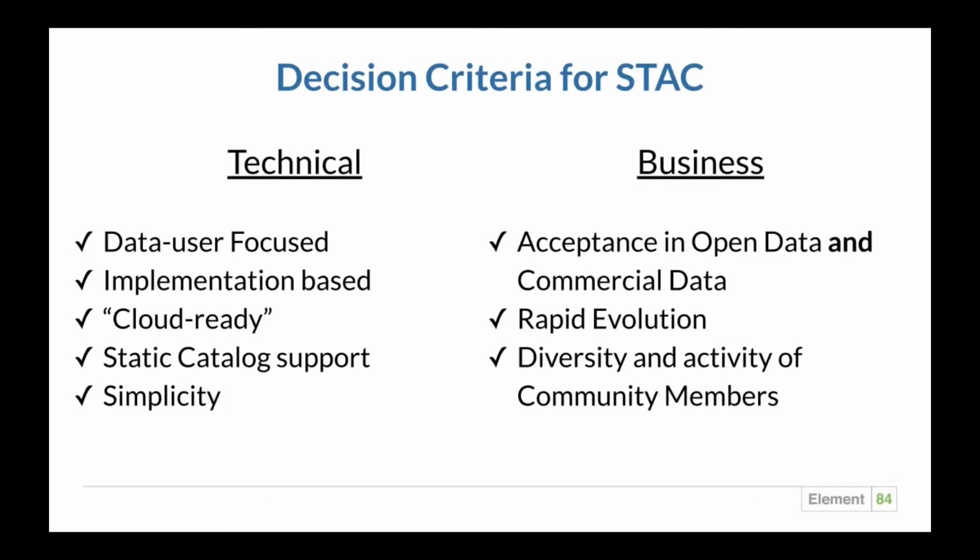On the business side, the acceptance in open data and the commercial data side of things. On the open data side, Landsat's a great example of that. We were just talking about Planet a minute ago. Planet uses STAC extensively in data that they push out. On the commercial side, there are other examples I'll talk about in a bit. Rapid evolution, it moves quickly. STAC is not that old, and each sprint has added new capabilities, new features, which turns into new code, which turns into a usable capability. And then the diversity of the community.